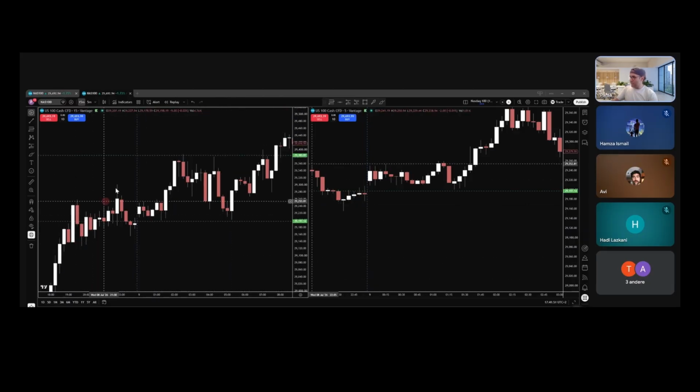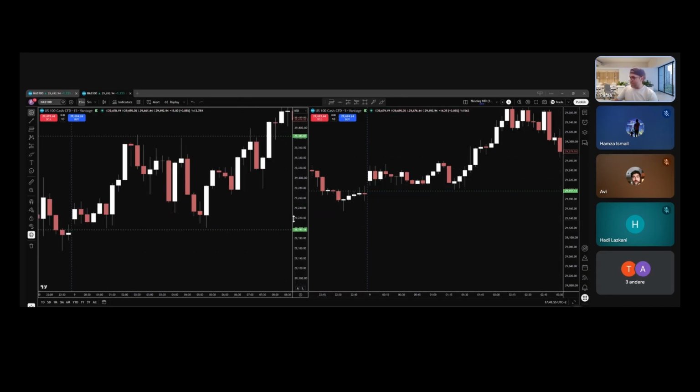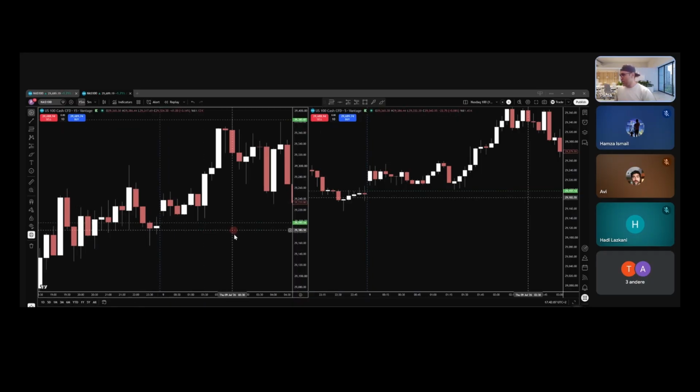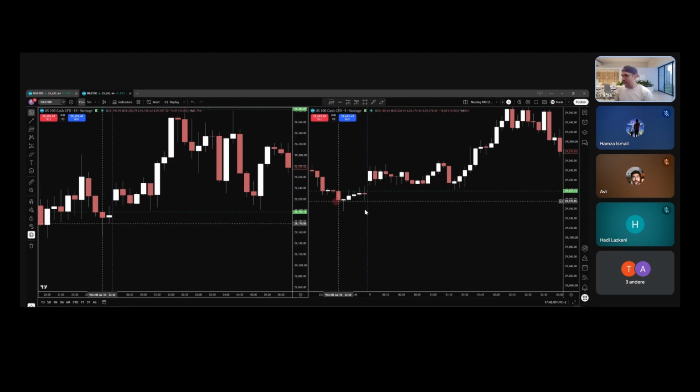If you have a clean way up or whatever, and you see something like this here, this is what I'm talking about. That is inside the body. The wick is inside the wick, and the body is inside the body. It's almost in the middle, you can call it actually. And here, I don't see anything.